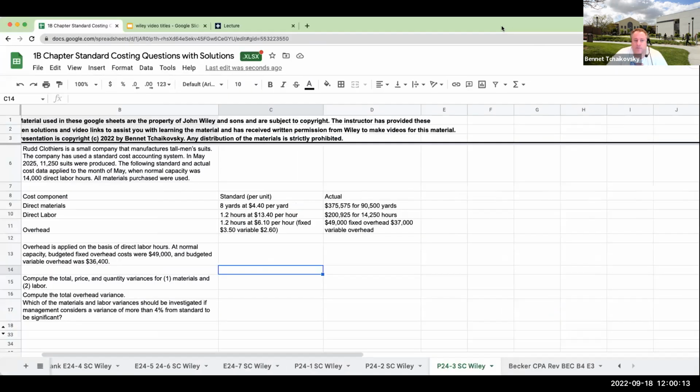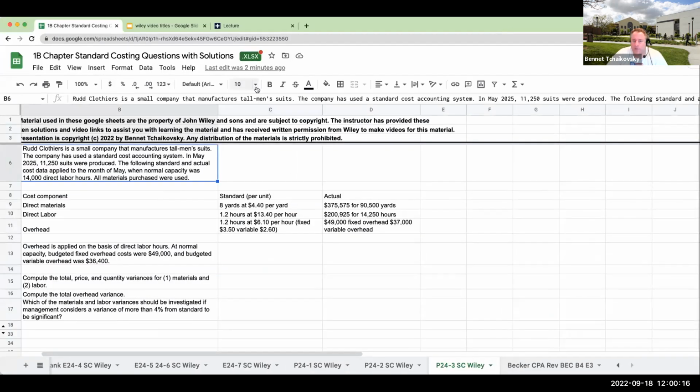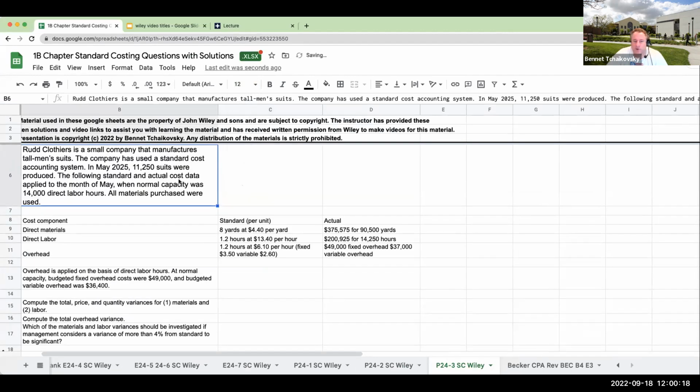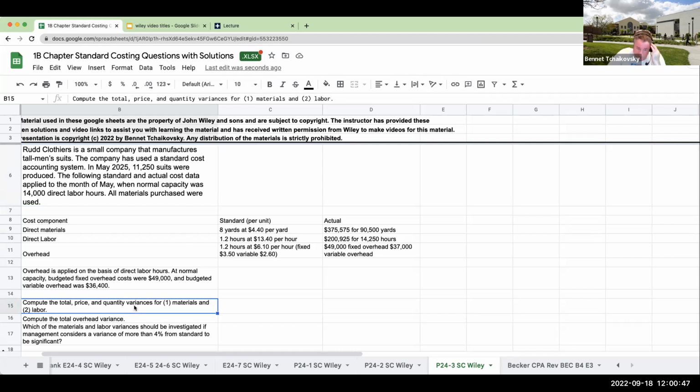All right. So, Red Clothiers is a small company that manufactures tall men's suits. The company has used a standard cost accounting system. In May 2025, 11,250 suits were produced. The following standard and actual cost data apply to the month of May, when normal capacity was 14,000 direct labor hours. All materials purchased were used. It's asking us to do the total, price, and quantity variances for materials and labor. So let's go ahead and do that.